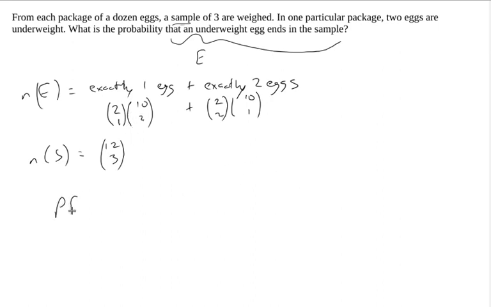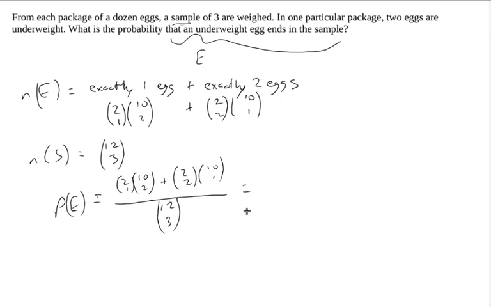So the probability of E ends up looking like this. 2 choose 1 times 10 choose 2 plus 2 choose 2 times 10 choose 1 over 12 choose 3. This is overall what that probability looks like, and I just wanted you to see what it looks like here. Of course, many of these things can be simplified.